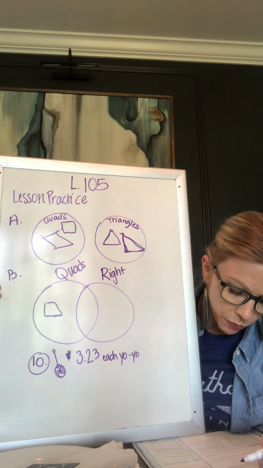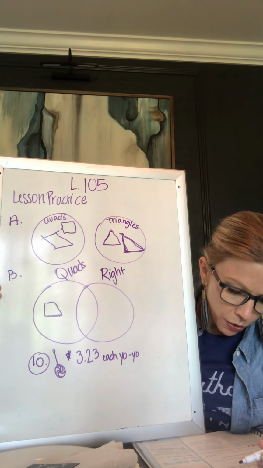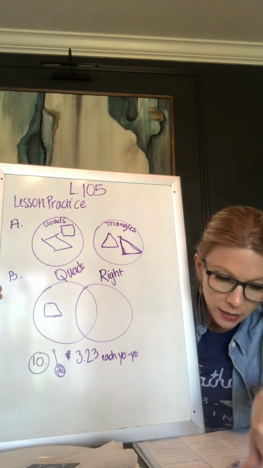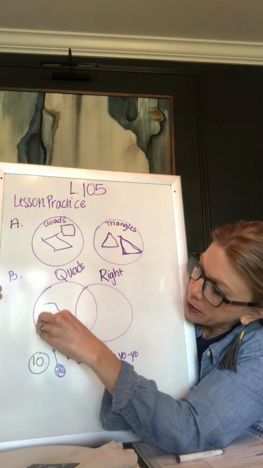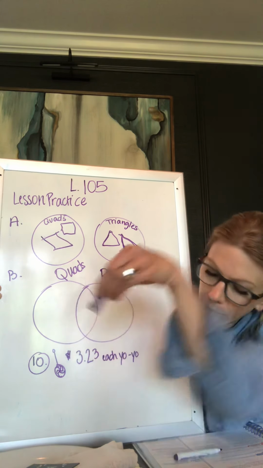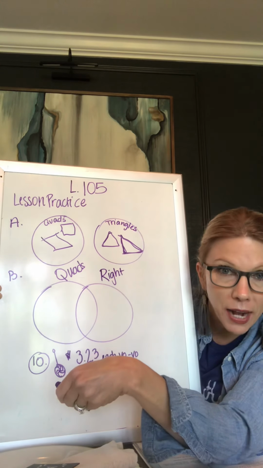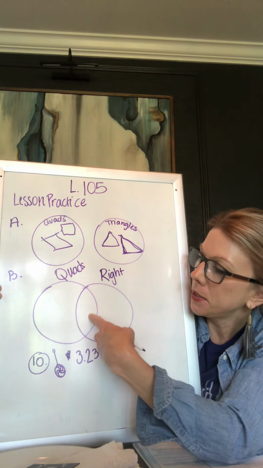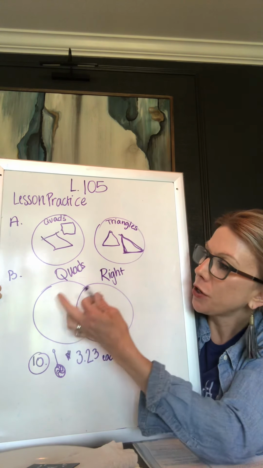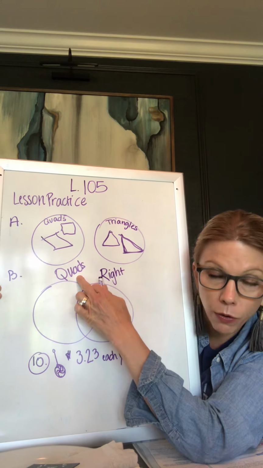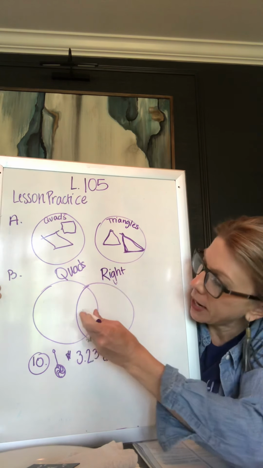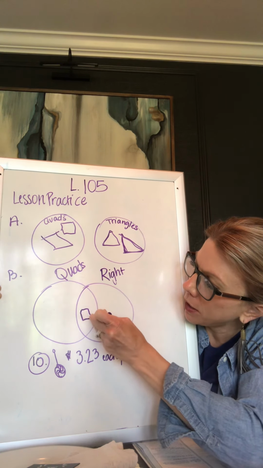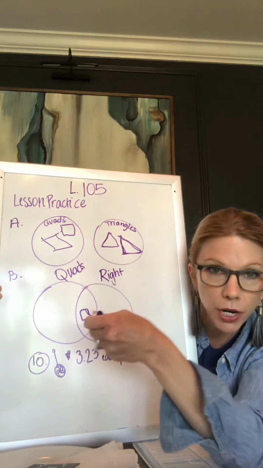Okay, and then we've got, oh, wait a minute. Does this have a right angle? It does. So hang on. If it's a quadrilateral and has a right angle, where should it go? Do these two circles overlap? You can see right here in the center that that is where you're going to place something that is both a quadrilateral, which means it has 4 sides, and also has a right angle. So that first shape that I drew is actually going to go right here because it has both. It checks both boxes.